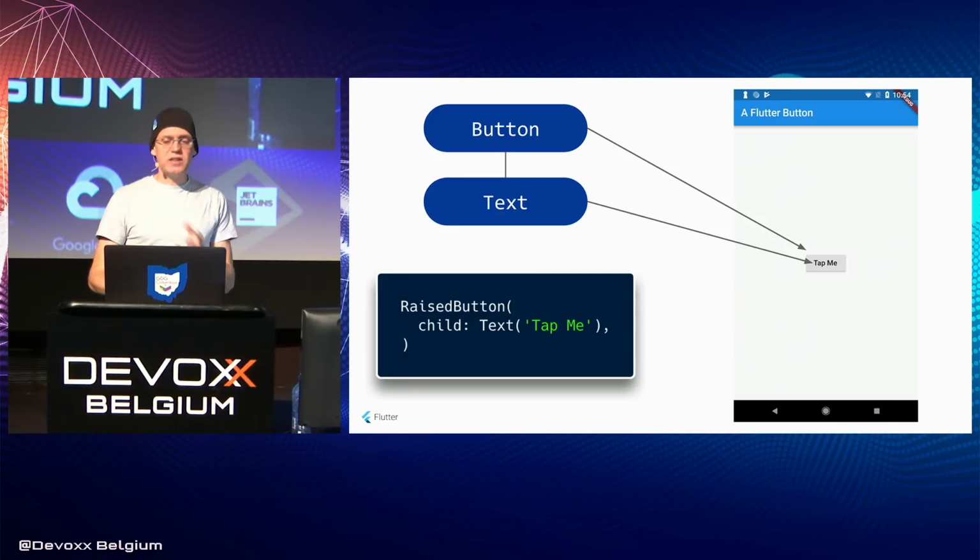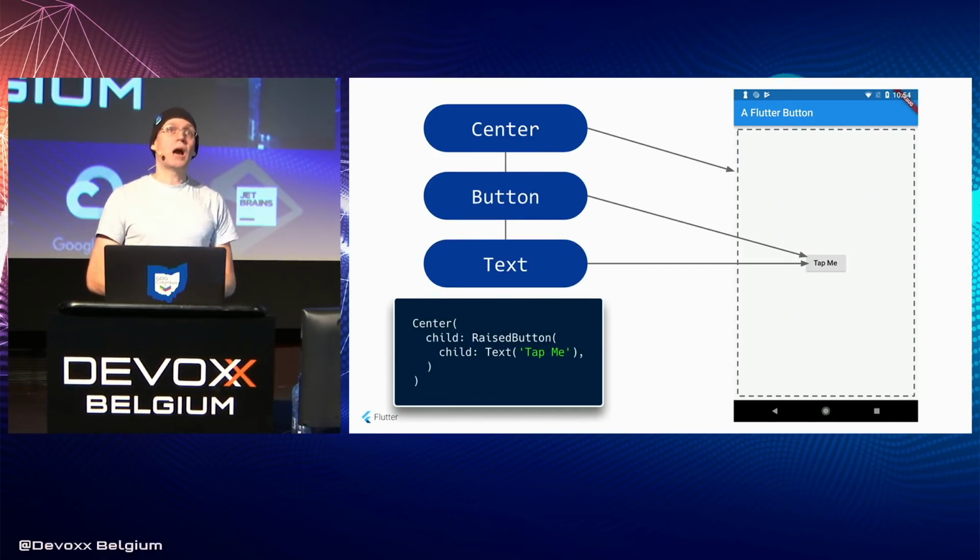Now this button is centered in this main area. How do we do that? Well, our layout is also defined by widgets. So we have a centered widget, which takes the child, which is the raised button, which takes the child, which is the text. And you can see us building up a tree here. But the important thing here is that centered works on any widget. So you have great flexibility as to compose these together.